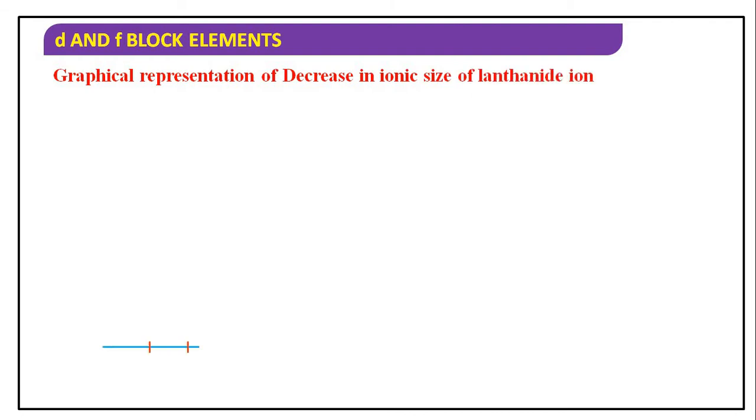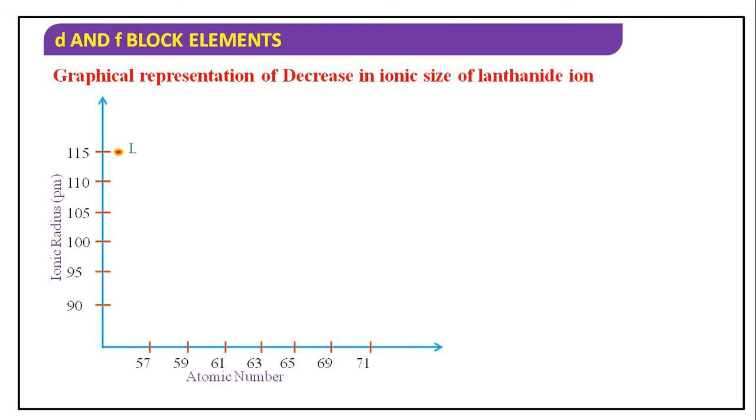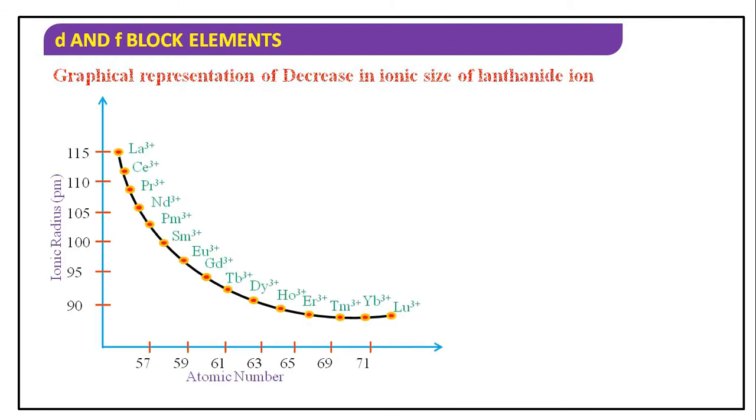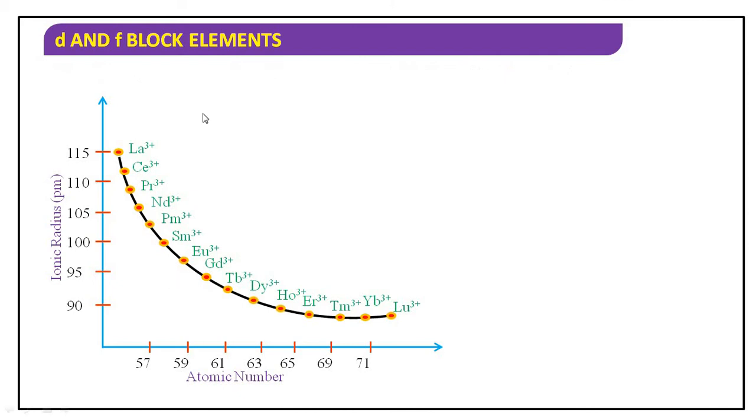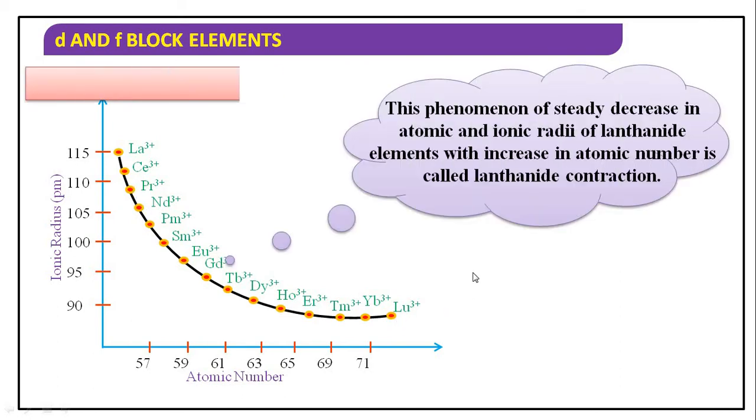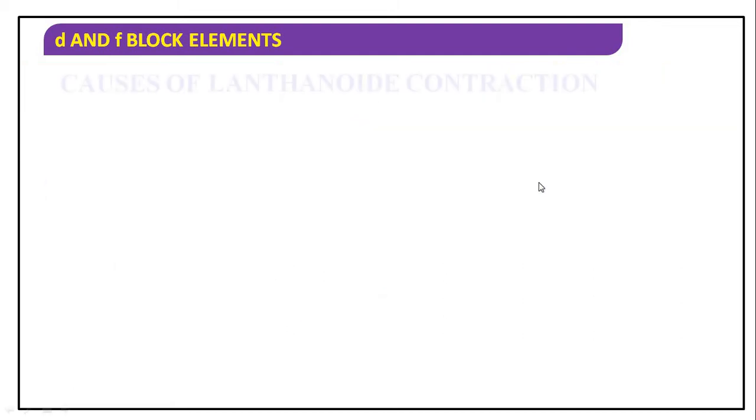Now here I am giving the graphical representation of decrease in ionic size of lanthanides. So here you can see the ionic radii of lanthanum 3+ is 115 picometer, and this ionic radii decreases steadily with increase in atomic number. So this phenomenon of steady decrease in atomic and ionic radii of lanthanide elements with increase in atomic number is called lanthanide contraction.